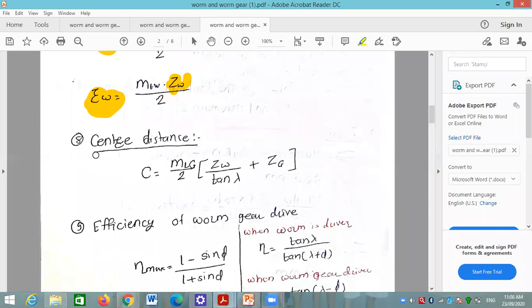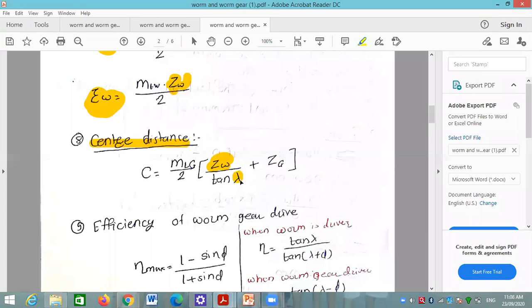Then next, center distance. This is the most important formula in this chapter, which is always required, or in every numerical they ask to calculate the center distance. Center distance is equal to MTG, the transverse module for a gear, divided by 2 into ZW, where ZW means number of teeth on a worm, divided by tan of lambda.